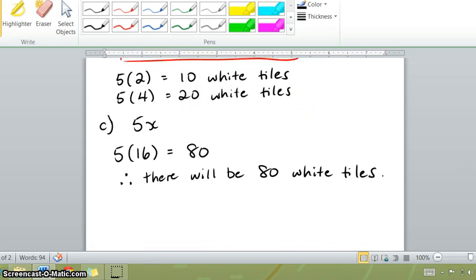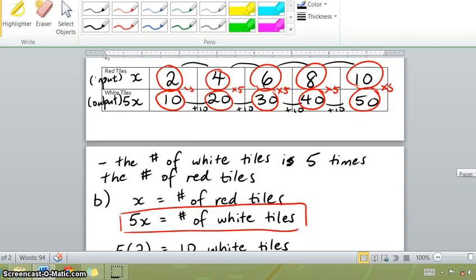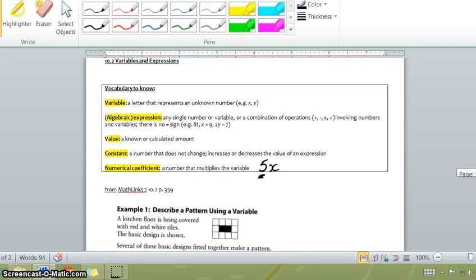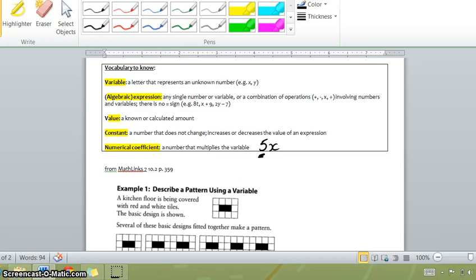And then C asks you, if there are 16 red tiles in a design, how many white tiles are there going to be? We've already established that the number of white tiles is equal to 5x. So we just plug in 16 for x because that's the number of red tiles, and we get 80. Therefore, you conclude that there will be 80 white tiles. Don't forget to review all of the terms we've gone over in this video, but make sure the key is the algebraic expression and how you represent the description of patterns you identify.